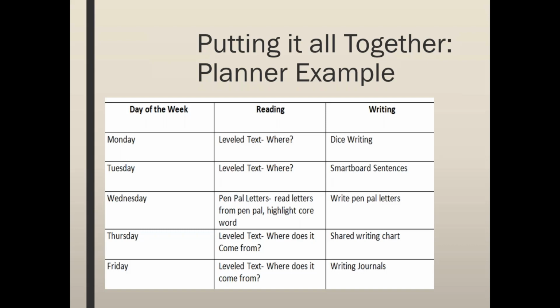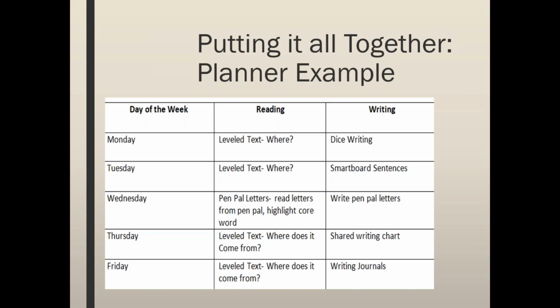On Tuesday, you're going to read or reread that same book and then do something similar to the Smartboard sentences. On Wednesday, we do something different. We read pen pal letters, and I'll get a little bit more into that. We just do something a little bit different that day. And then Thursday, you might get a new text that day and do your shared writing chart. And then on Friday, finishing that text and doing your writing journal.